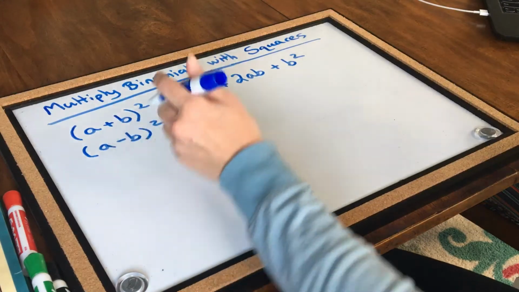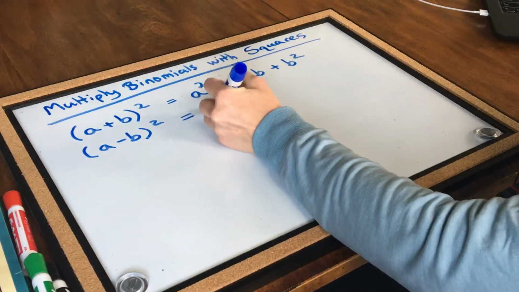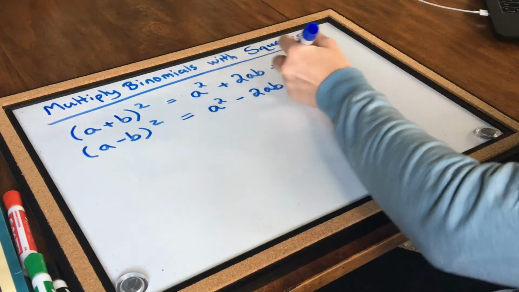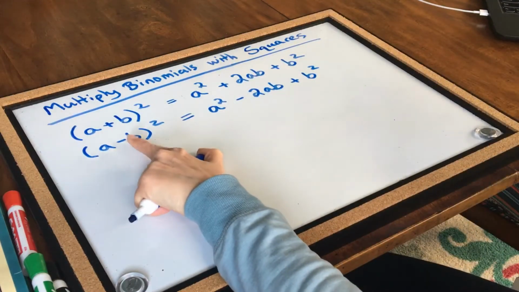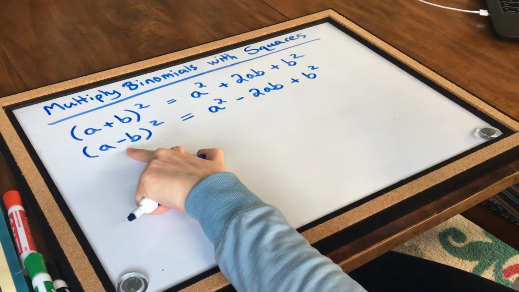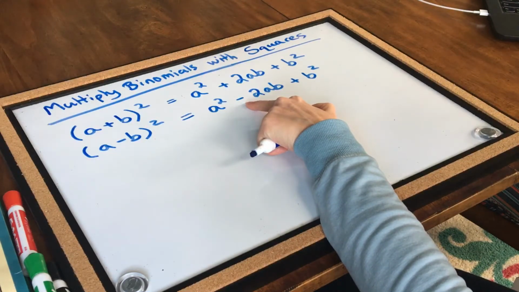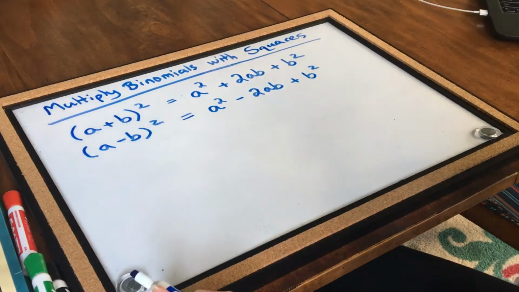Okay, our formula for a minus b squared is a squared minus 2ab plus b squared. So the only thing different when we have subtraction in our binomial is that we end up with subtraction in our middle term. Okay, let's take a look at an example and see how this works.